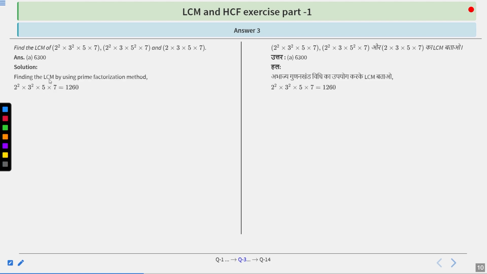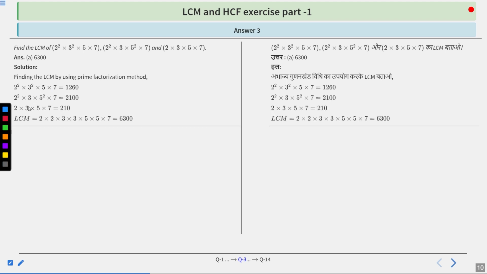Now, we will find it by prime factorization method. First one was 2 square, 3 square, 5 into 7, that is 1260. Second one was 2 square into 3 into 5 square into 7, that is equal to 2100. And the last one was 2 into 3 into 5 into 7, that is 210.